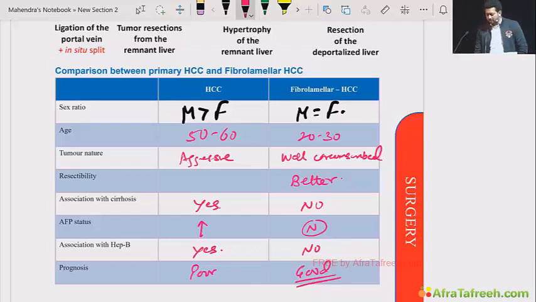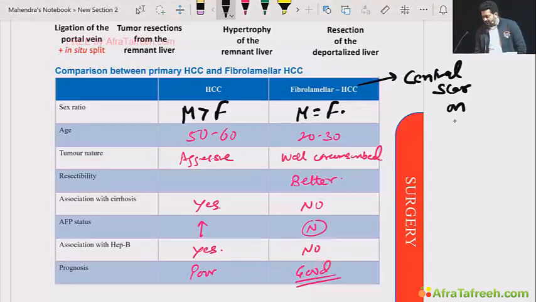So this is an important question, the difference between hepatocellular and fibrolamellar. And in fibrolamellar, just one more thing you remember: on the CT, you will get a central scar. Central scar on CT in fibrolamellar variety of hepatocellular carcinoma.